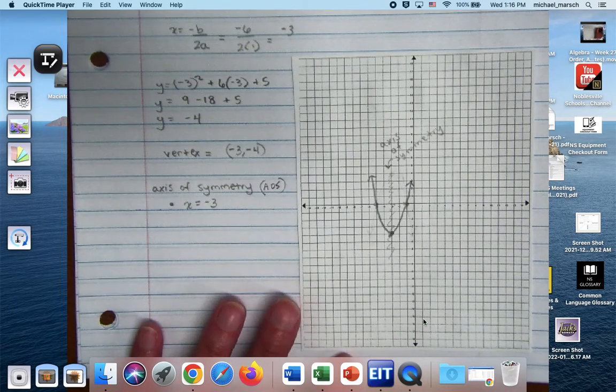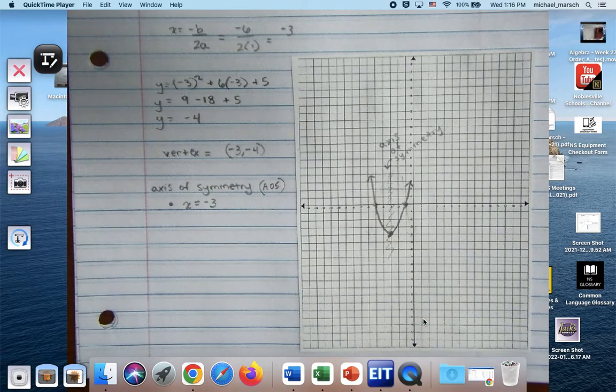Some people refer to it as AOS, axis of symmetry. So whatever your x value happens to be of your vertex, that's going to be your axis of symmetry. Okay, right? What would the mirror be?